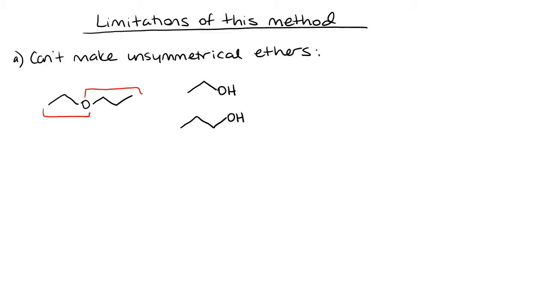Now the problem with this is you can't tell the ethanol and the propanol that they can only react with one another. What ends up happening is they can react with themselves to create a mixture of products. So we can end up with our desired product, which is our unsymmetrical ether, or two ethanol molecules can react with each other to create diethyl ether, or two propanol molecules can react with each other to create dipropyl ether. So with this method, we would end up with a mixture of products.